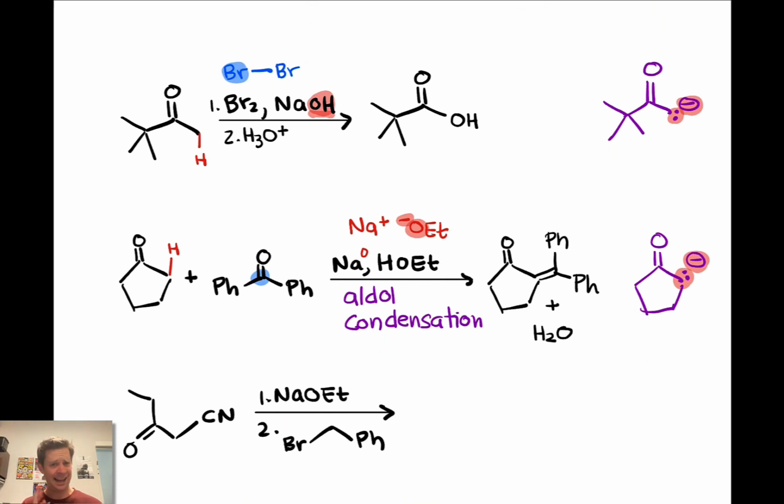All right, last but not least, we have this ketone in combination with sodium ethoxide base in the first step and an alkyl halide in the second. So in the second step, I'm already thinking about alkylation, thinking about SN2 reactivity at that carbon. The question is, what's the nucleophile? Where am I going to deprotonate?